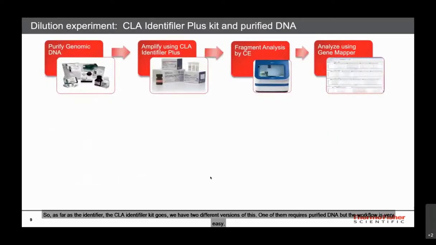So as far as the CLA Identifier kit goes, we have 2 different versions of this. One of them requires purified DNA, but the workflow is very easy. You first start off by purifying genomic DNA. You amplify it using the reagents in the kit. You analyze it by CE, and then you run it out on your instrument to analyze using GeneMapper itself.